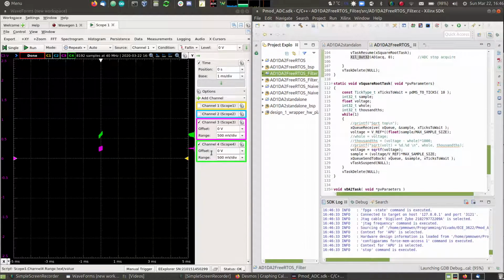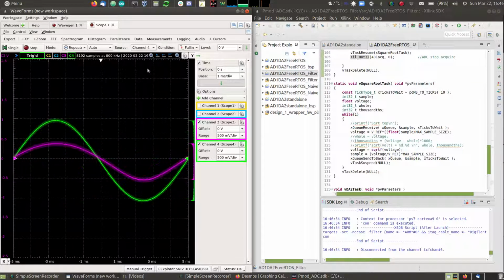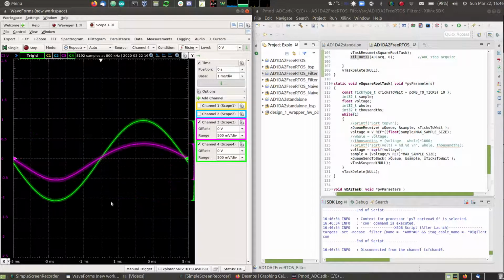And that'll take a minute, and it's going. And oh, that's because I'm locked on channel 1. Let's lock in on channel 4. And let's look at the rising edge. So the green line is our input, the magenta line is our output.